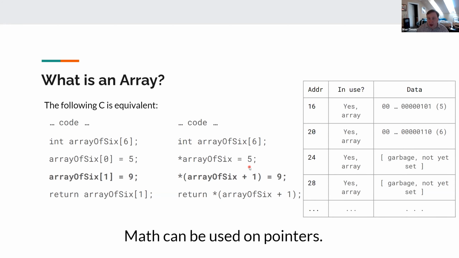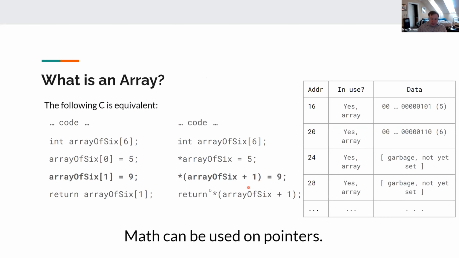Array of 6 plus 1 is 4 bytes. The plus 1 means 1 integer passed. An integer has a size of 4 bytes. So array of 6 plus 1, 16 plus 4 is 20. So at address 20, store the value 9. There's a typo right there, that should say 9. But store the value that we've declared. And then everything else is garbage until we decide otherwise.